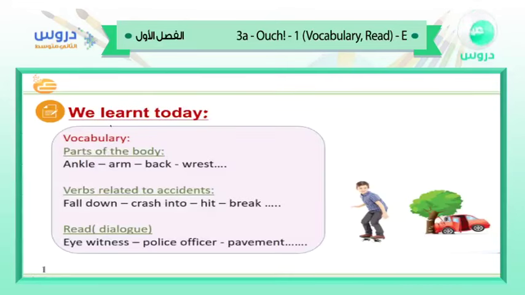Today we learned a lot of vocabulary: parts of the body, ankle, arm, back, wrist, and hand; verbs related to accidents, fall down, crash into a car or crash into a tree, hit, break; and read, dialogue, eyewitness, police officer, and pavement. We read the dialogue, and we know all about the story.